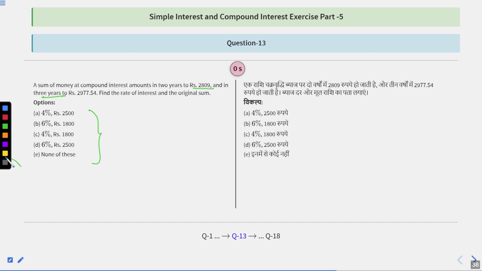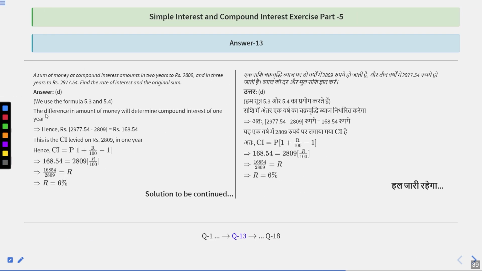Now time's up. Let's see the solution. The difference in amount of money will determine the compound interest of 1 year. Clear? Because the question says a sum of money at compound interest amounts in 2 years to 2,809, and in 3 years it becomes 2,977.54. So we subtract and get the value 168.54 rupees. Clear? This is the compound interest levied on the amount 2,809 rupees in 1 year. So we can calculate the rate of interest that way.